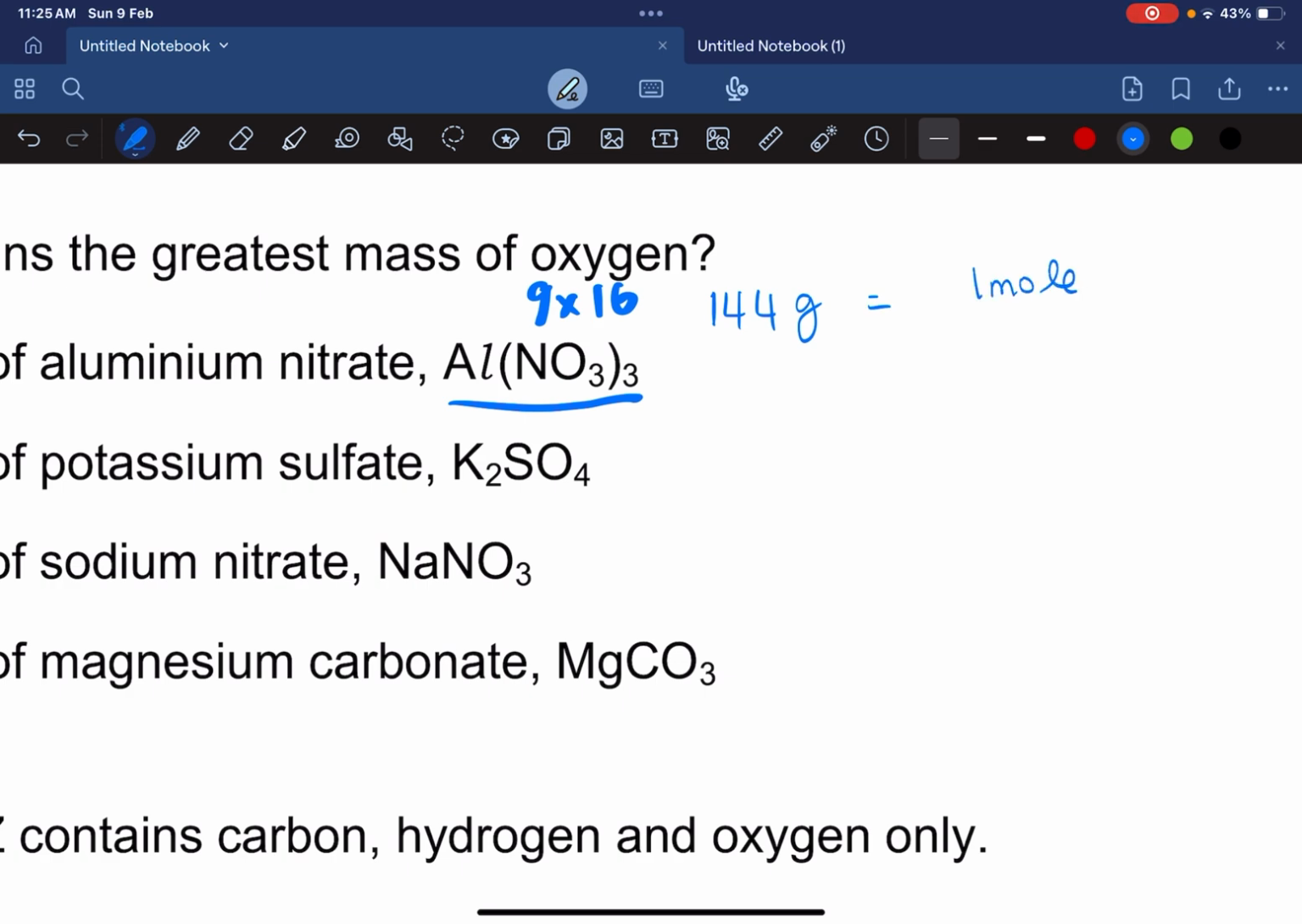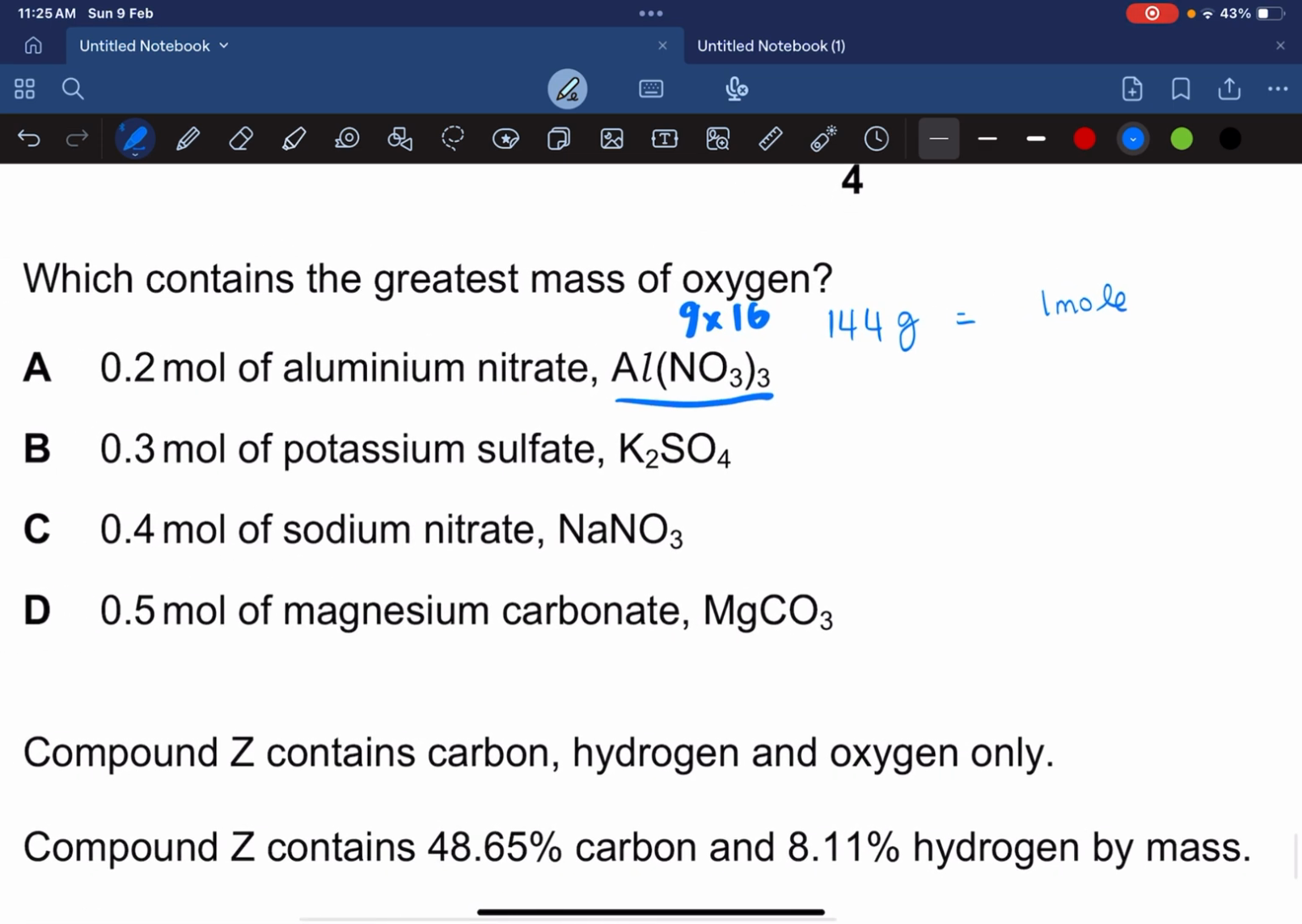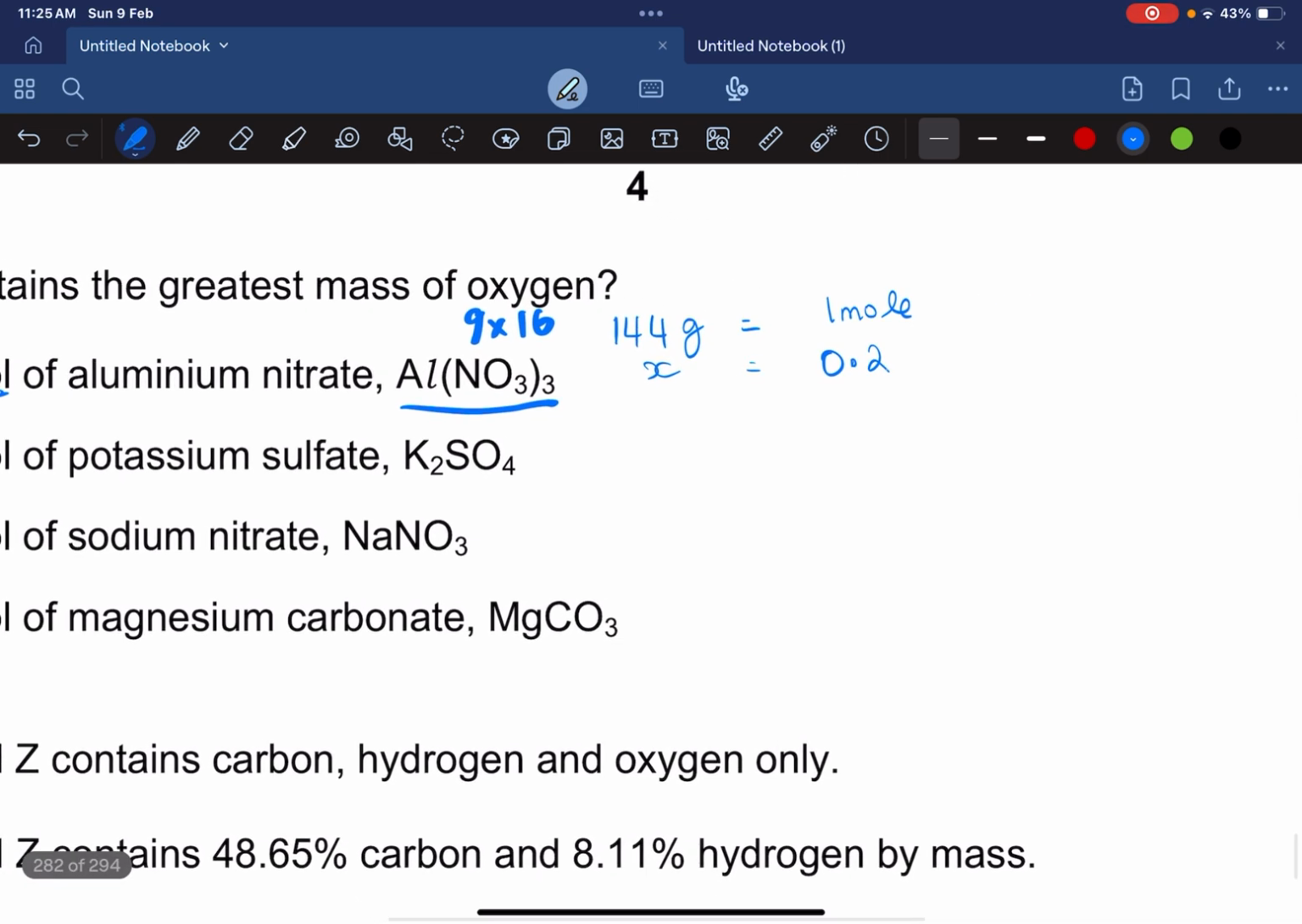How many moles you have? You have 0.2 moles, okay? So for 0.2 moles, you're going to have X amount of oxygen. Just multiply 144 with 0.2, 144 times 0.2, and that's going to give you the answer, which is 28.8 grams, okay? Let's move on to the next question.